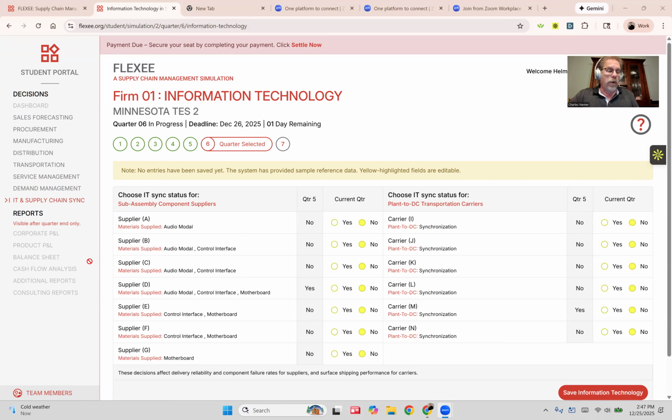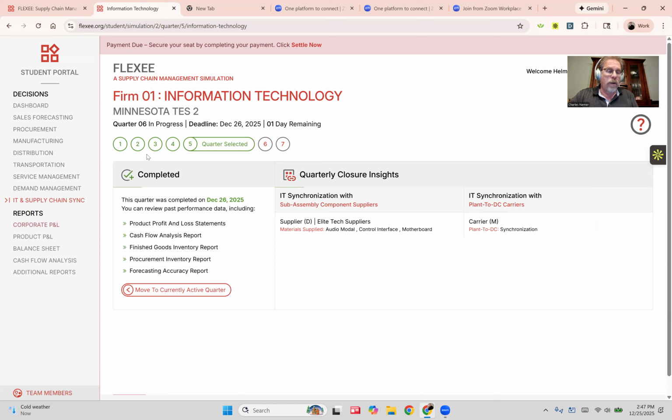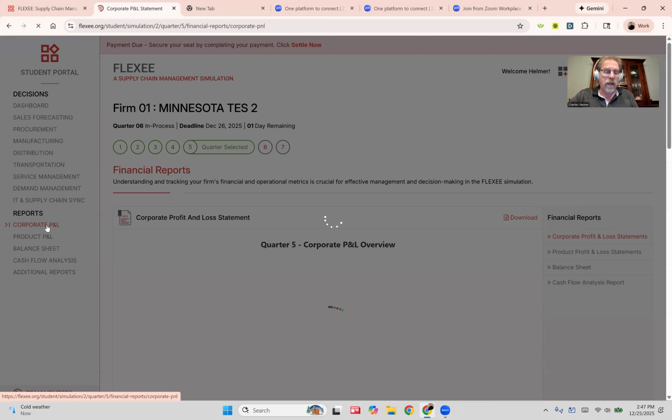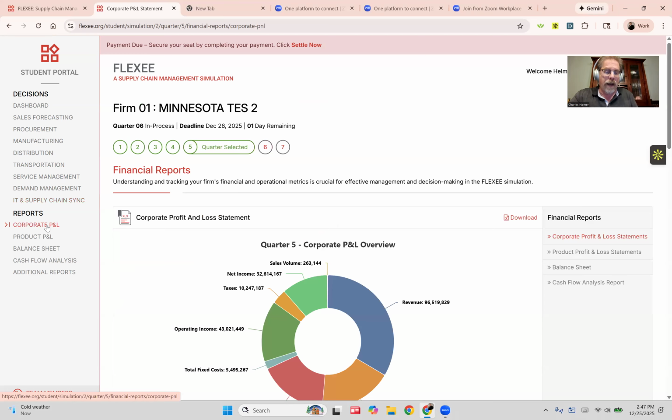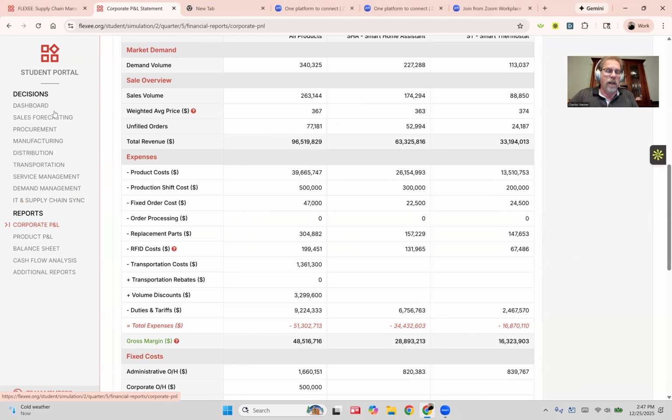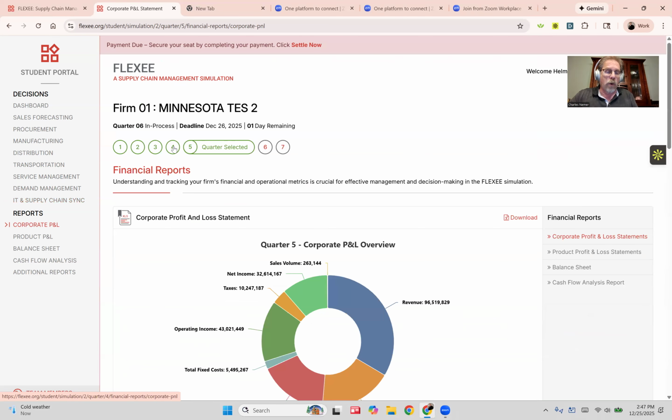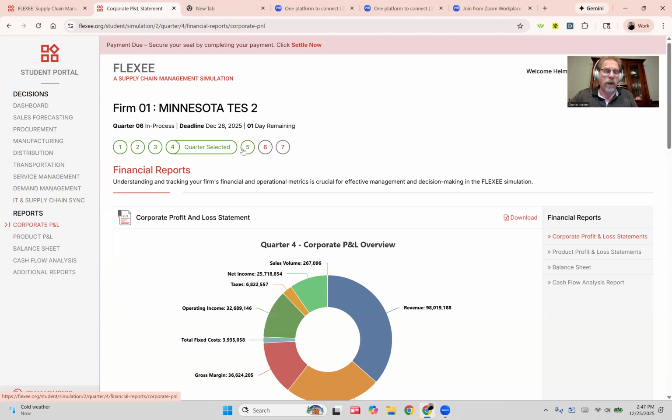So you'll notice on the left side here, they're all grayed out, and that's because the current quarter I'm in is quarter six. But if I go back to round five, then you'll see the reports open up. In previous rounds, you can see decisions on the front here, and then you can go to the reports that go with them. If I go to the corporate profit and loss statement, here's where it is for quarter five. You'll see it down below. And then I can work back towards quarter four and see what the other rounds are.